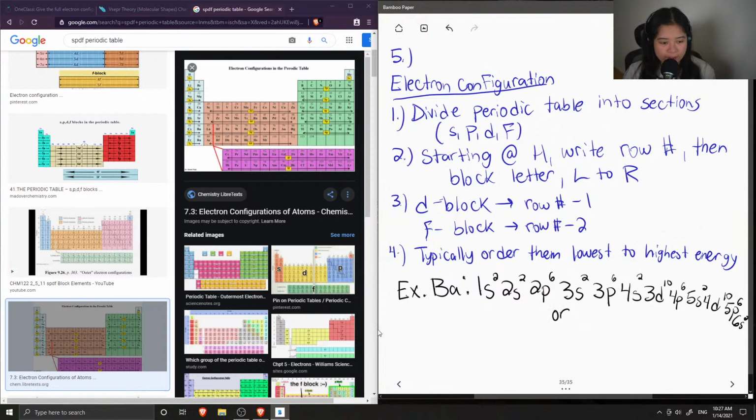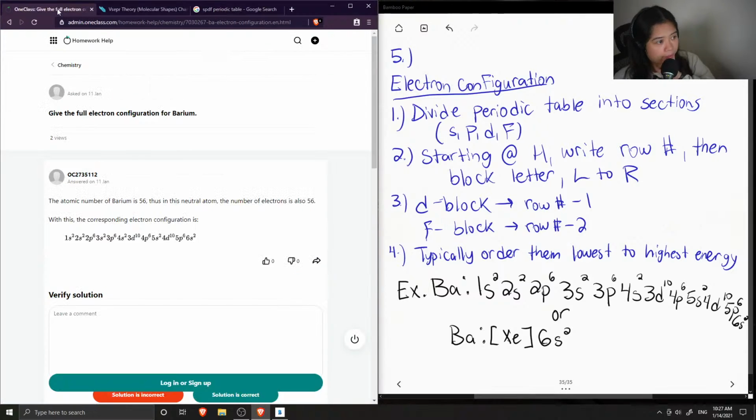And if we wanted to write the shorthand configuration, basically all you need to do is find the noble gas that comes right before barium, which in this case would be xenon, and you just write it in square brackets. And then you continue on to write the rest of the electron configuration. So in this case, it would just be xenon 6s2. So it's much easier than writing the full electron configuration, but that's what the question asked for.